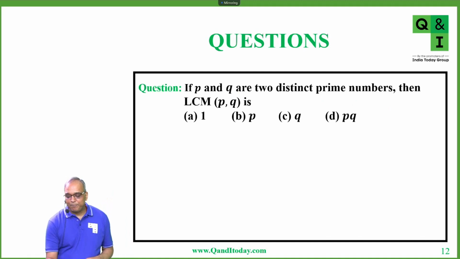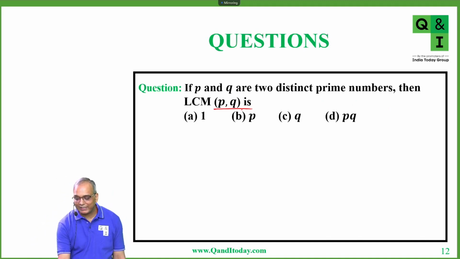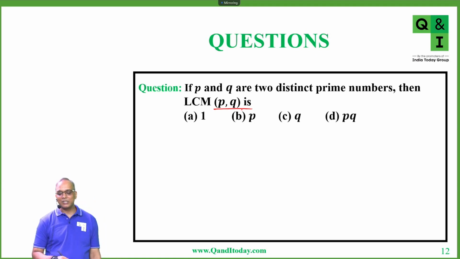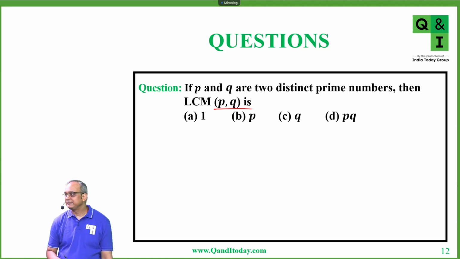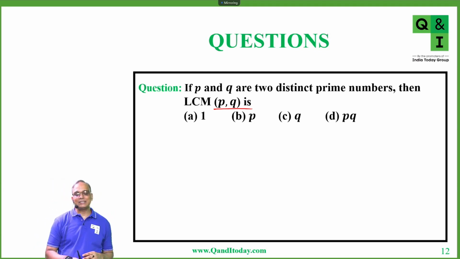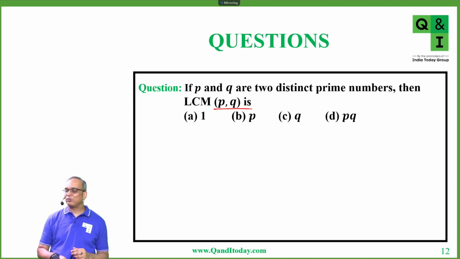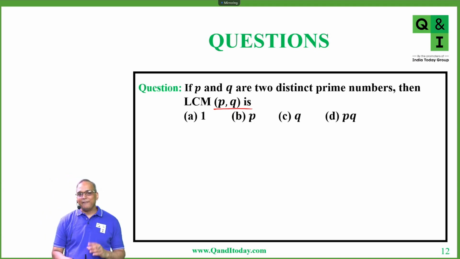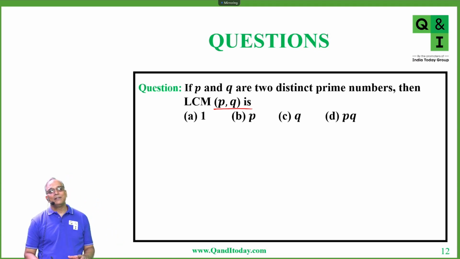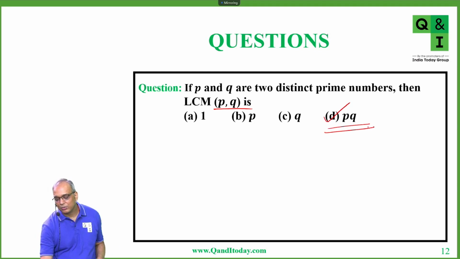Next. If P and Q are two distinct prime numbers, then LCM of P and Q, you have to find the LCM of P and Q when P and Q are two distinct prime numbers. What is the LCM when you find the LCM of numbers which are two distinct prime numbers? Yes, Ellen, Devi, Maya, Raghavi, Ragul, very good. It is PQ. When you have no factors in common, when you find the LCM, it will be a product of both the numbers, that is PQ.